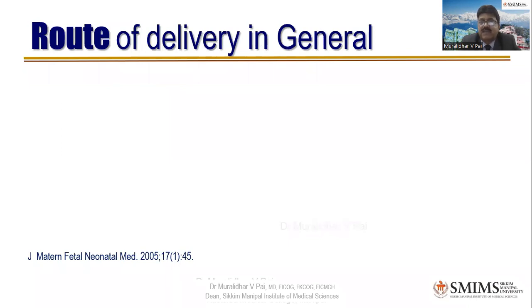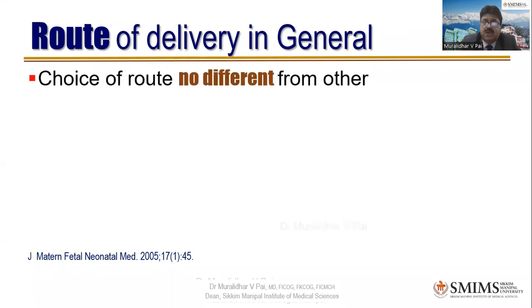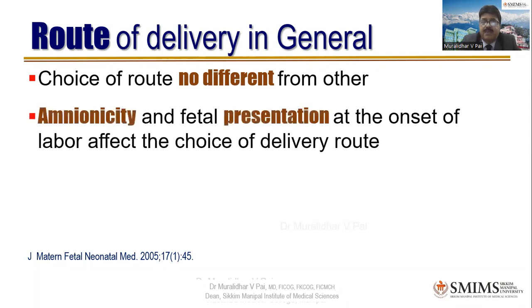What is the route of delivery in general? In general, whatever may be the problem, TTTS, TAPS, or SFGR, single fetal demise, or even anomalies, what is the route of delivery? The choice of route is no different from other twins, where there is no problem at all. Amnionicity and fetal presentation at the onset of labor affect the choice of delivery. In other words, the routine indications for twin delivery.